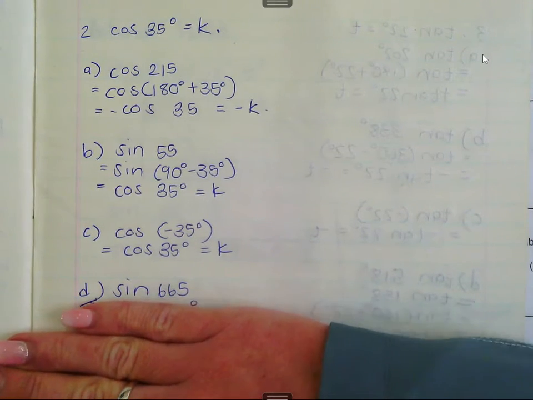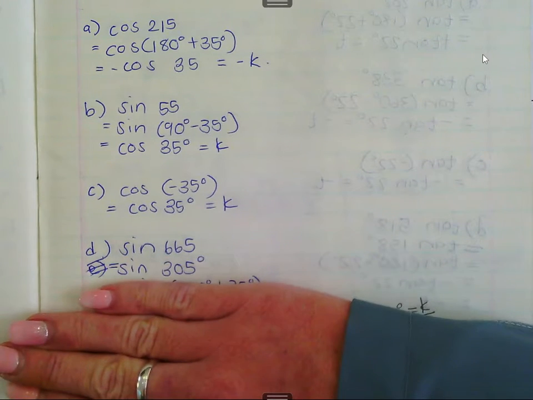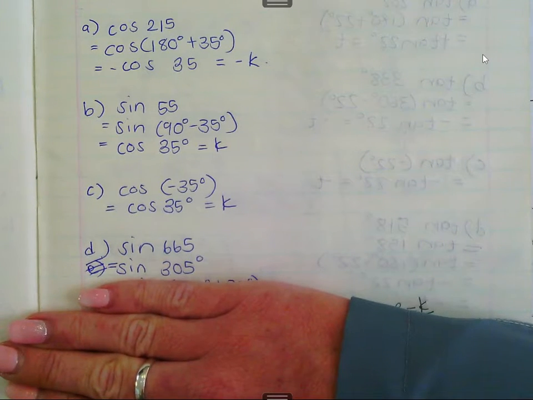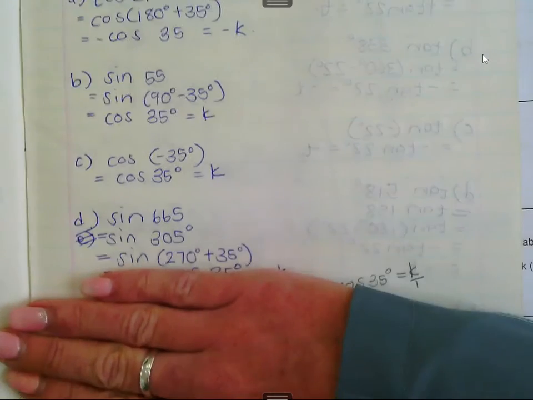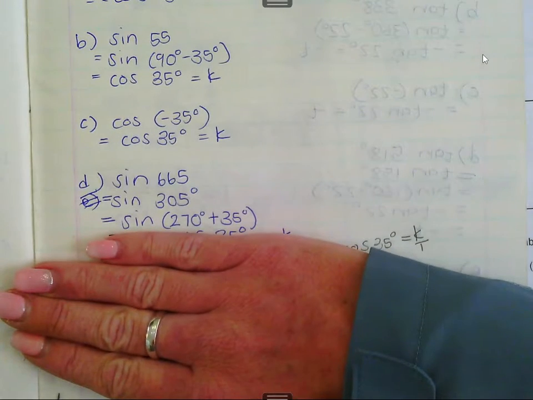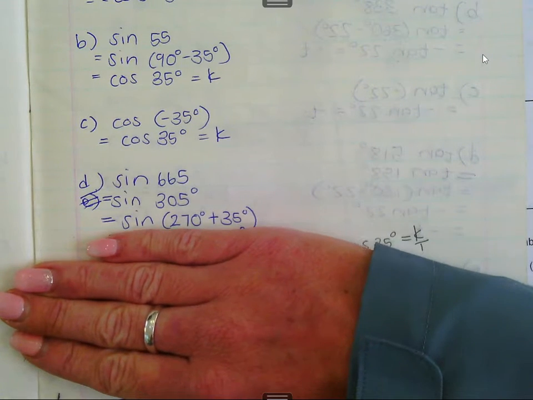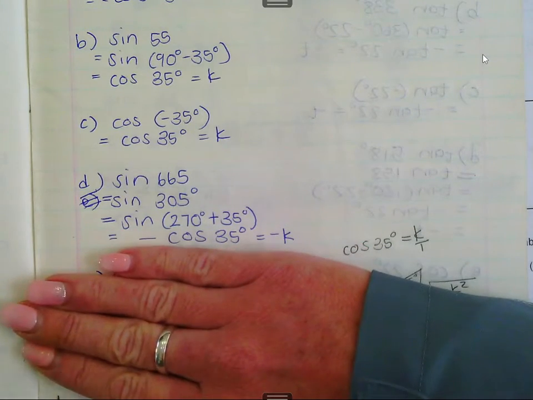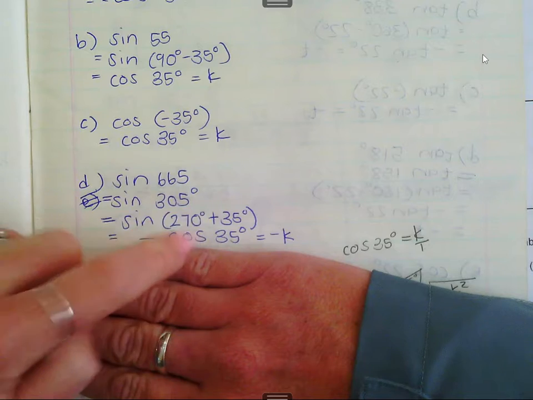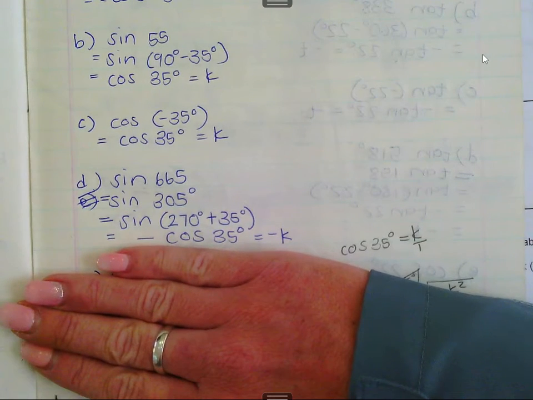Sin of 665, I just subtracted 360, then it will be 305. I rewrote it as 270 plus 35 because I saw that if I used 360 minus, that would give me 55. It would be the wrong reference angle. So that's why I chose the 270. And then it's in the fourth quadrant, it's negative, sin changes to cos, and then my angle is 35. And therefore my answer is negative k.